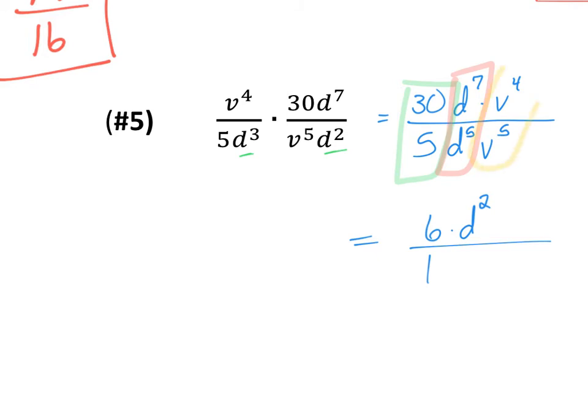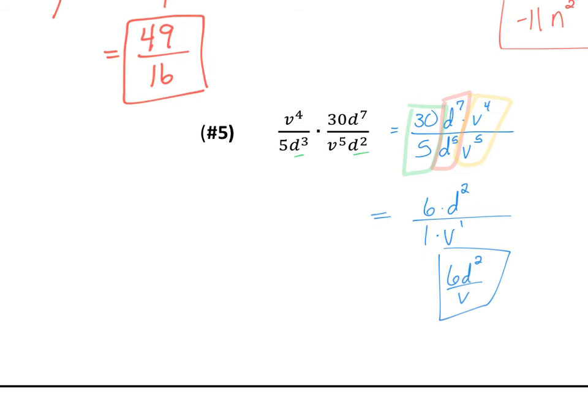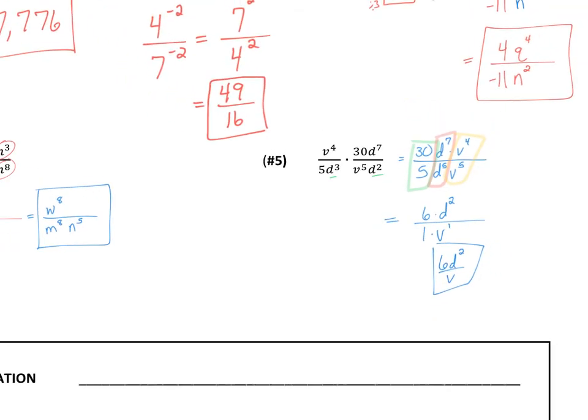And then we have V's on the top and the bottom. V to the fourth on top, V to the fifth on the bottom. V to the fifth is bigger, and how much bigger? 1 bigger. So we would just have V to the first. So 6D squared over 1V. You could also put down 6D squared over V. That's the simplest way to write it. All right, and that's how we reduce our fractions with exponents.